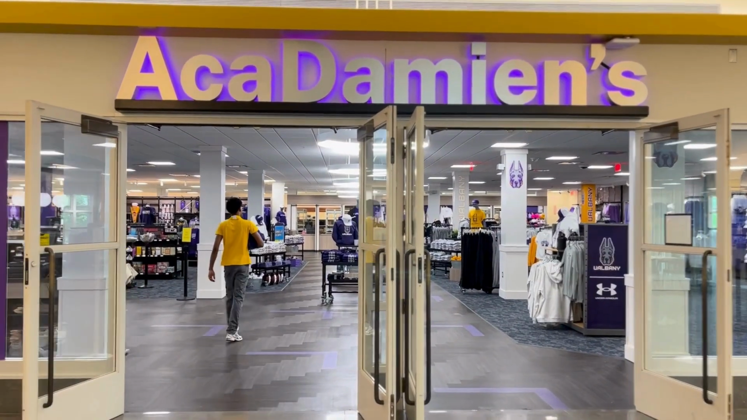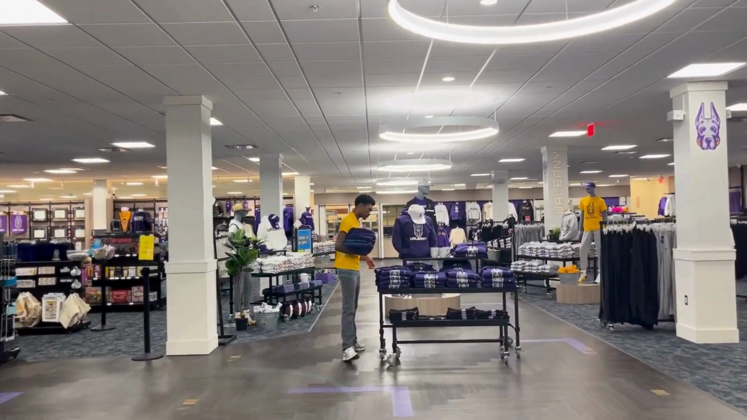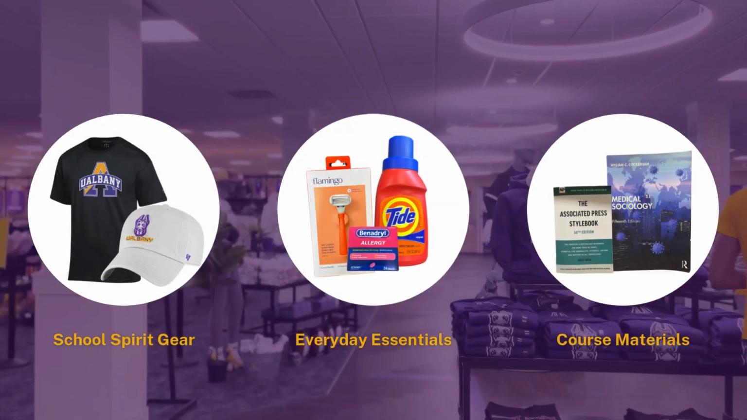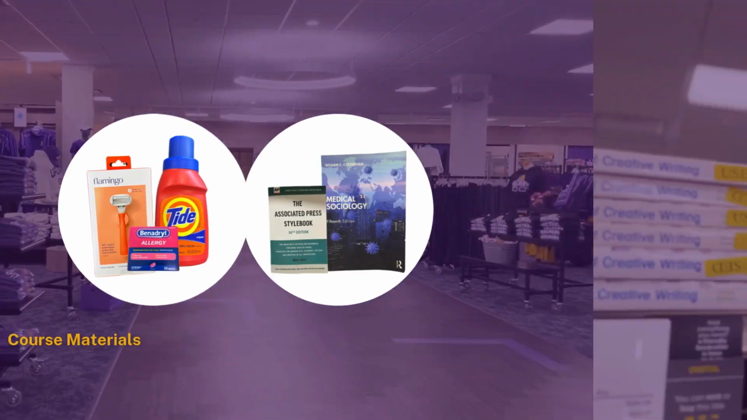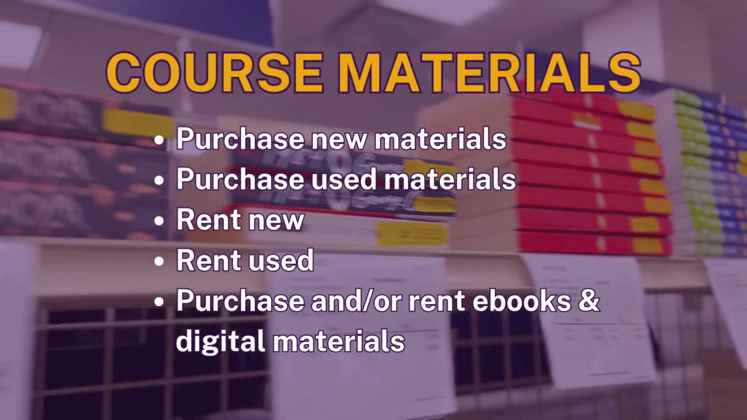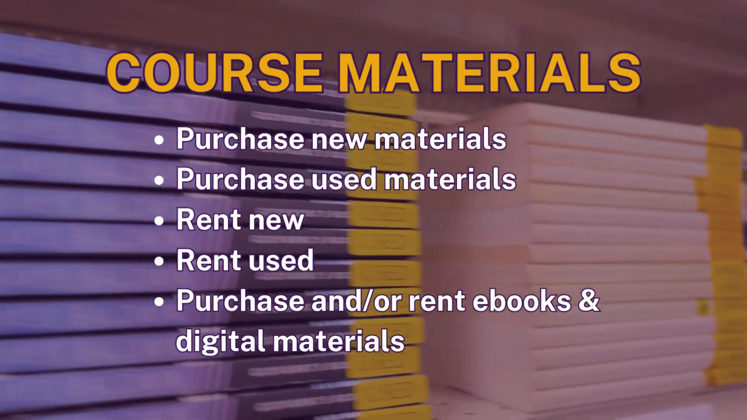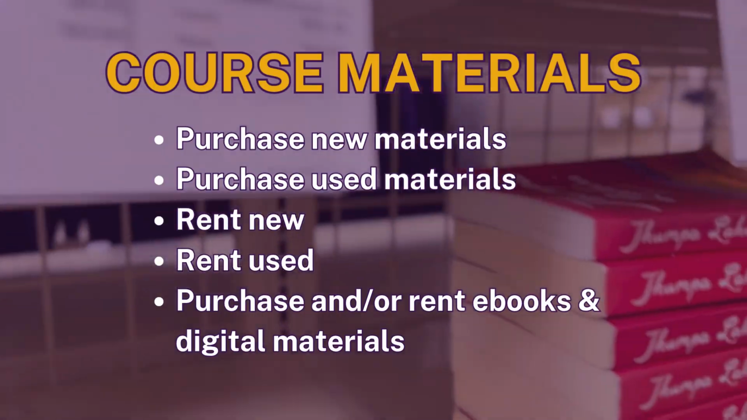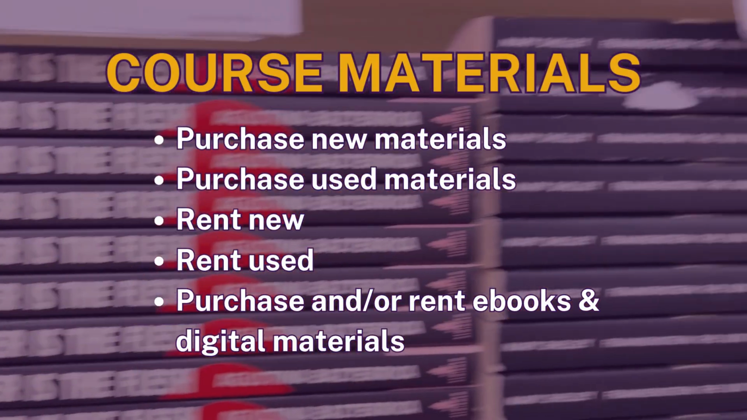Welcome to Academians Bookstore, the on-campus bookstore located in the campus center. Academians has everything from school spirit gear to everyday essentials and most importantly, course materials. The course materials that can be found at Academians Bookstore include both new and used materials that can be purchased and/or rented. Ebooks and digital materials are also available to be purchased and/or rented based on availability.